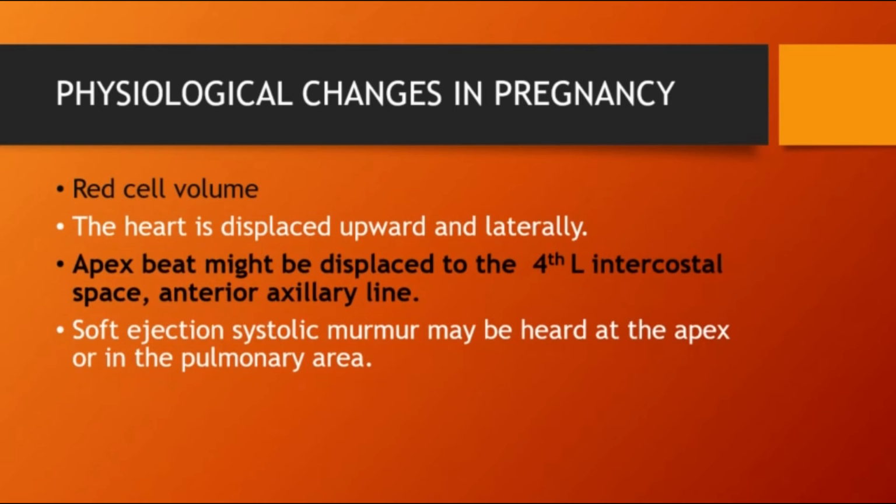Now, the heart is actually displaced upward and laterally during pregnancy, and this is because the uterus pushes up on the diaphragm. So you would expect the apex beat to be displaced to the 4th left intercostal space, and it can go as far back as the anterior axillary line. In terms of auscultation, you might hear a soft ejection systolic murmur, which may be heard at the apex or in the pulmonary area. So if you hear this, you shouldn't be alarmed. It's just a flow murmur during pregnancy.